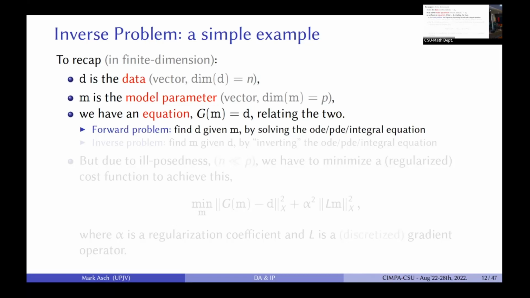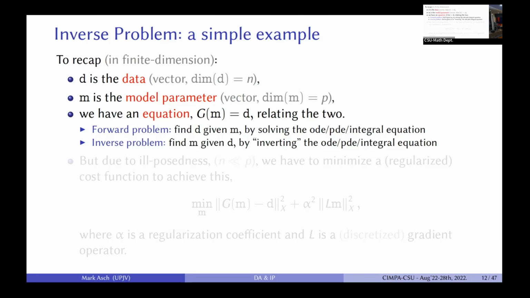That's easy. Everything you've been learning until now is too easy; we know how to do it. We solve an ODE, a PDE, an integral equation, a linear system, and that's the forward problem. The inverse problem says, I give you d, and I ask you to find m. So we have to invert g. If g was an invertible operator, say a positive definite matrix, then it's very easy: m equals g inverse multiplied by d.